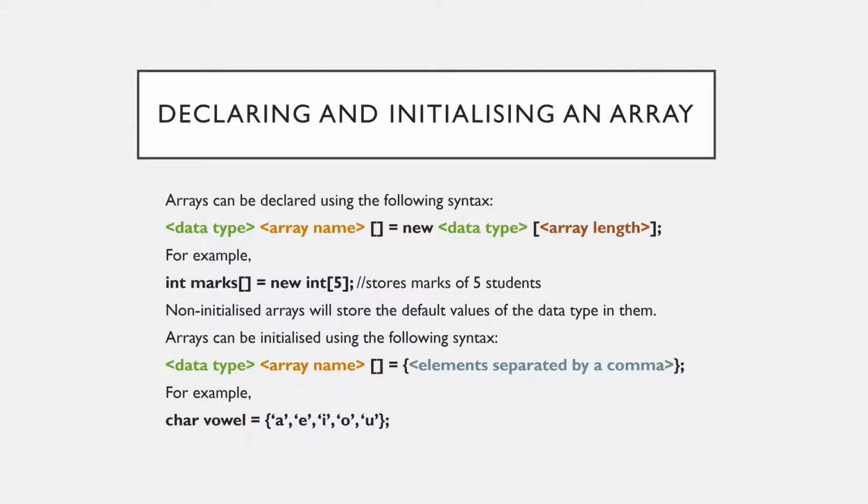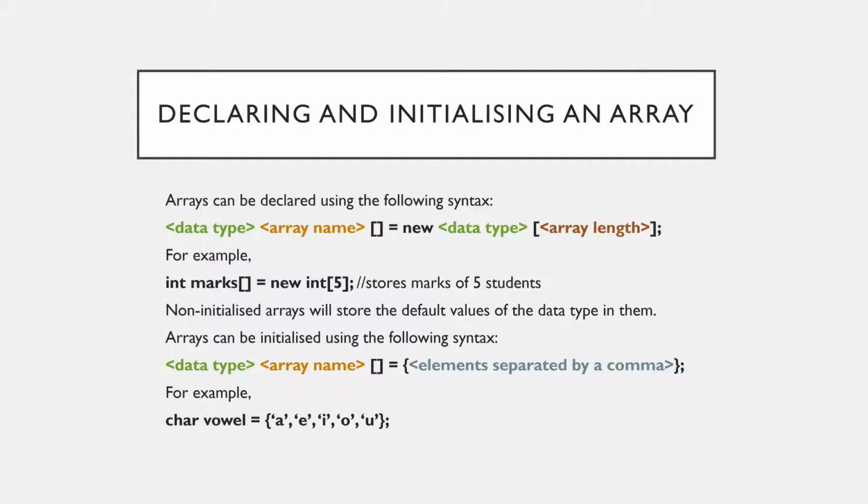For example, you can see int marks square brackets equals new int 5. This means we are declaring an array called marks of integer data type which can store 5 elements inside it, or the length of the array is 5. This array has the purpose of storing marks of 5 students.